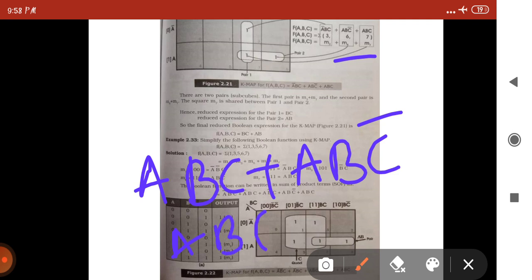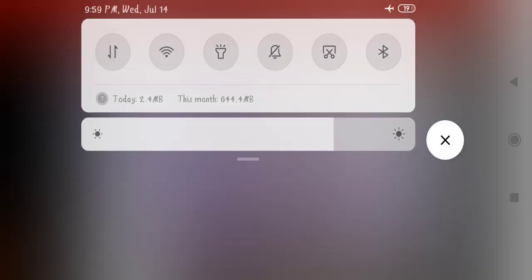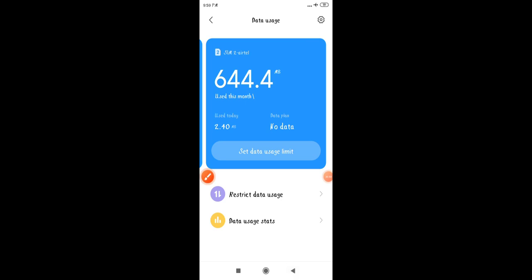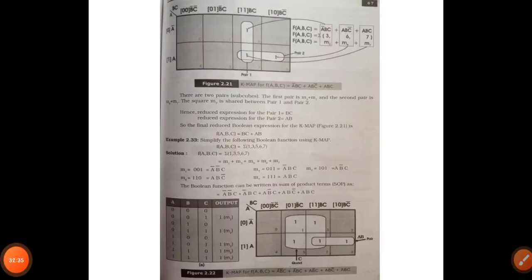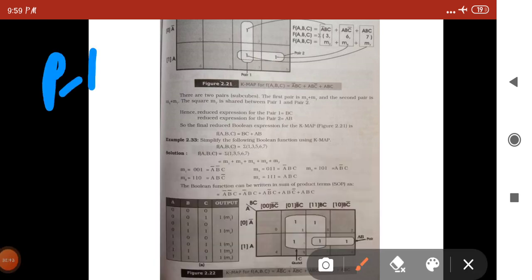AB is common. I am going to take that one. C plus C bar is a 1. AB is the answer of pair 1. Pair 1 answer is AB. I am going to write it like that. Pair 1's data is AB. Let us take pair 2.